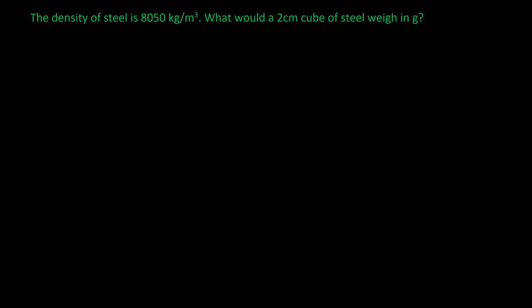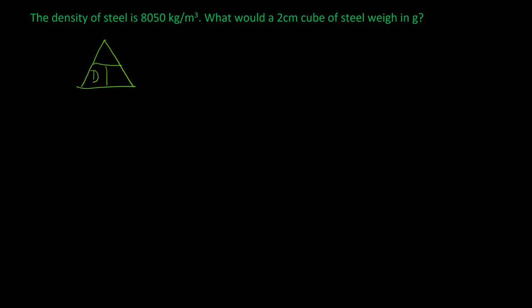In this next question, we're told that the density of steel is 8,050 kilograms per metre cubed. And we're asked to find out what the weight of a 2 centimetre cube of steel would be in grams. So here's our triangle.